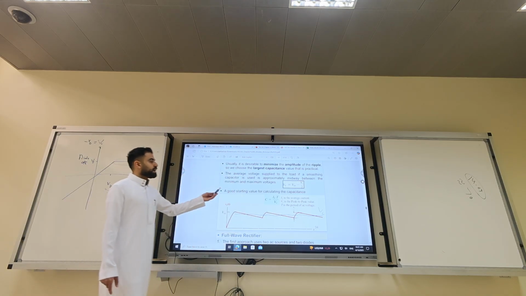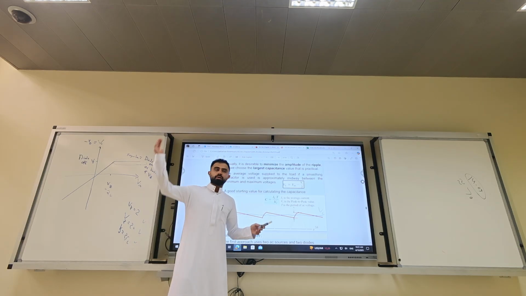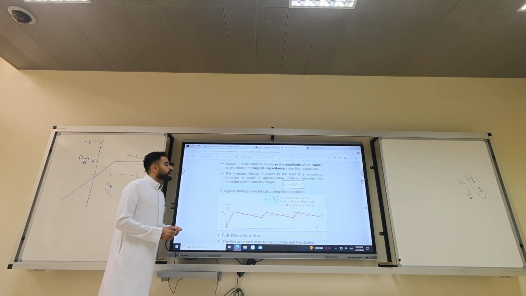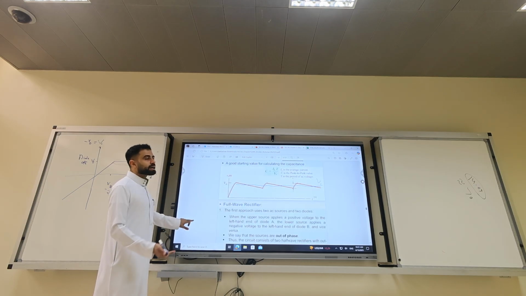A good starting value for calculating the capacitance, you can use this equation and see how it performs in the simulation, and then you can make it bigger or smaller.